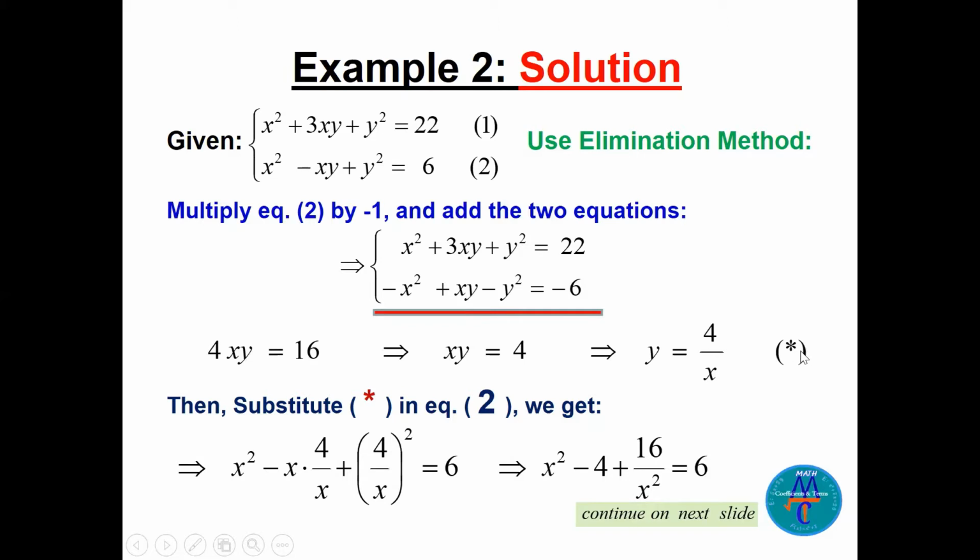This is a star. Now we can substitute star in equation 2. So I can say x squared minus x times the y, 4 over x, plus 16 over x squared is equal to 6. And you have to do some work here. From algebra, you have to rearrange and simplify the equation: x squared, and you can cancel the x here, minus 4 plus 16 over x squared is equal to 6. Multiply both sides by x squared.